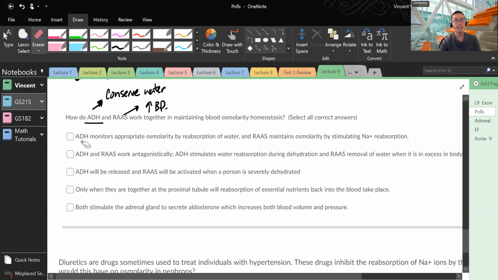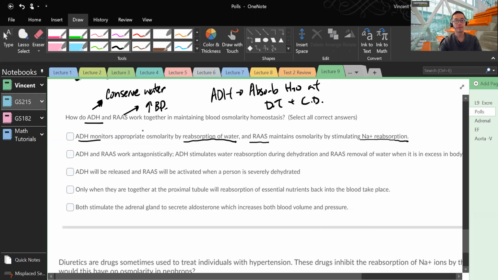Let's see the first one. ADH maintains appropriate osmolarity by reabsorption of water, and RAS maintains osmolarity by stimulating sodium reabsorption. Okay, so this is true, right? RAS will help with sodium reabsorption. We talked about that already. And ADH will also reabsorb water. I should probably write it down for you, but again, it's in the recording. ADH absorbs H2O at the distal tubule plus collecting duct. So this is true.